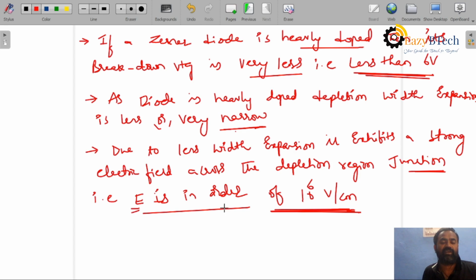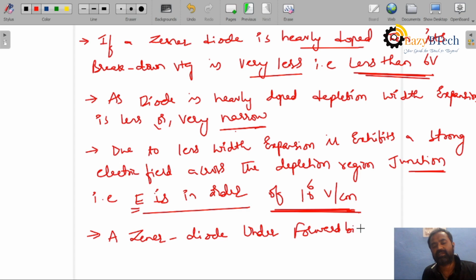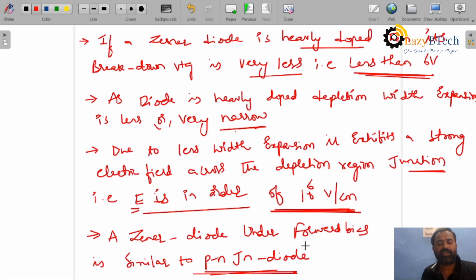The electric field is in an order of that much. Okay, next. A Zener diode under forward bias is similar to a PN junction diode.